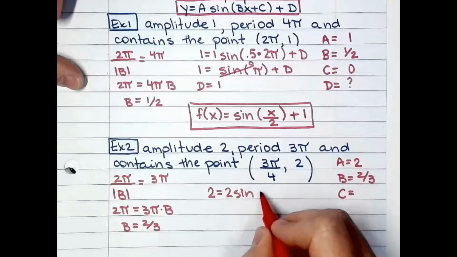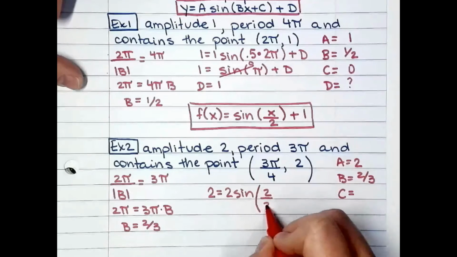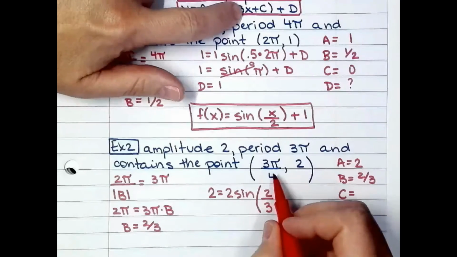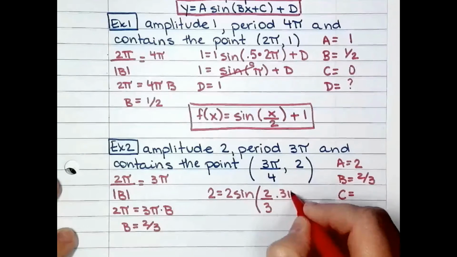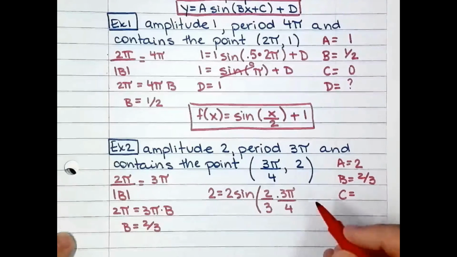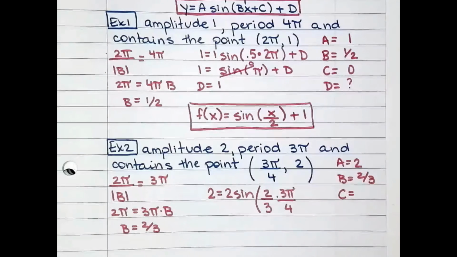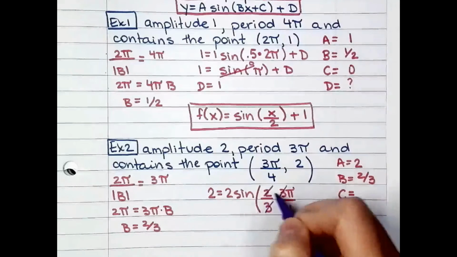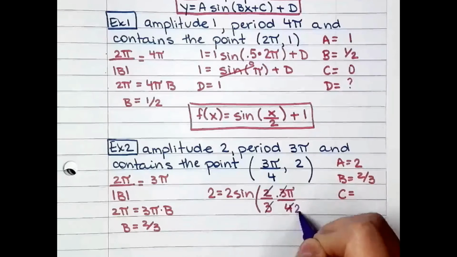Sine B is 2/3. X, I'm right there. So x is 3 pi over 4. And then at this point, that's when we make a choice. That's when we make our decision. So when we simplify here, I simplify this fraction, I get 2 right there.